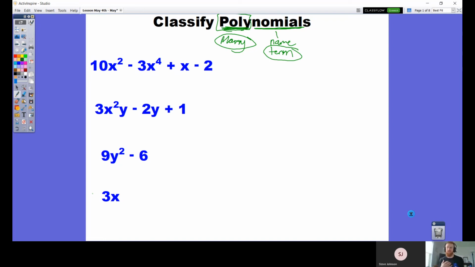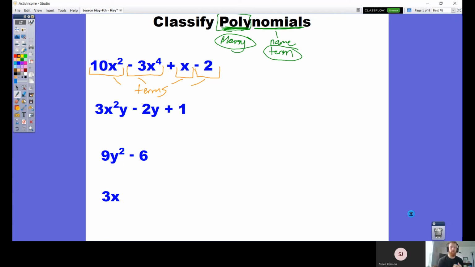All right. So you keep hearing me say this word term. Well, what does the word term represent? If you look here, each of these is broken down into so many terms. From here to here, that's one term. From here to here, that's another term. From here to here, that's a term. And from here to here, that's a term. So in this case, you would say that this polynomial has 4 terms. 10x squared, negative 3x to the fourth, x, and negative 2. Those are all of the terms, right? And there's more to this as well.